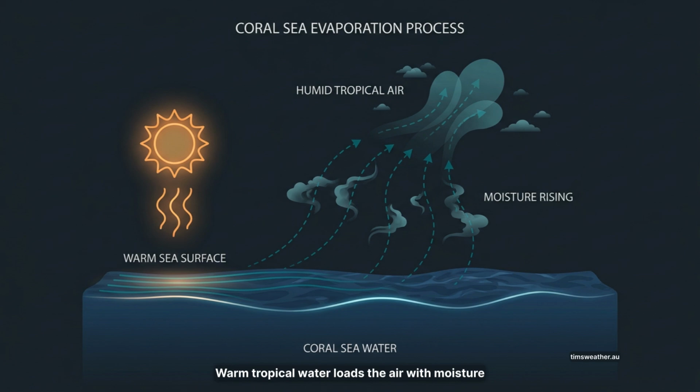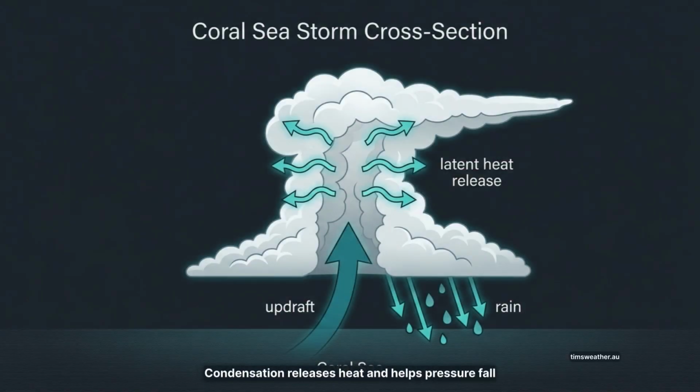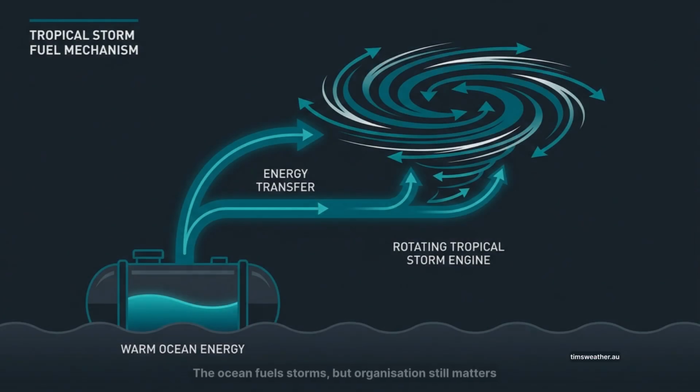A cyclone usually needs a starting disturbance, such as a tropical low, a tropical wave, or an area of disturbed weather near the monsoonal trough. The monsoonal trough is important because it is a broad zone where winds can converge, air can rise, and showers can gather into larger storm clusters. If those storms keep firing near the same area, the disturbance may start to develop a shared low-pressure center.